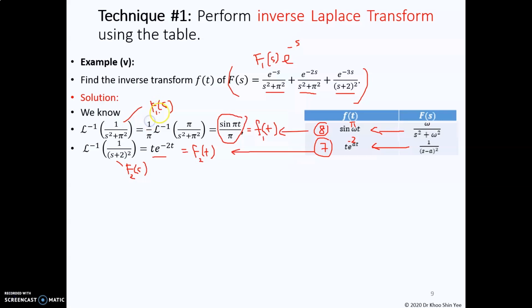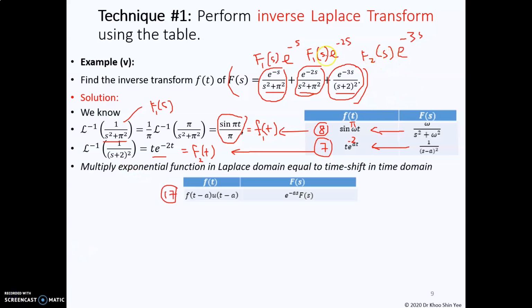So your f1x to be this. In this problem, you are going to solve f1x multiplied with exponential -x. Second term, you have f1x exponential -2x. This is your f2x, and your third term will be f2x multiplied with exponential -3x.